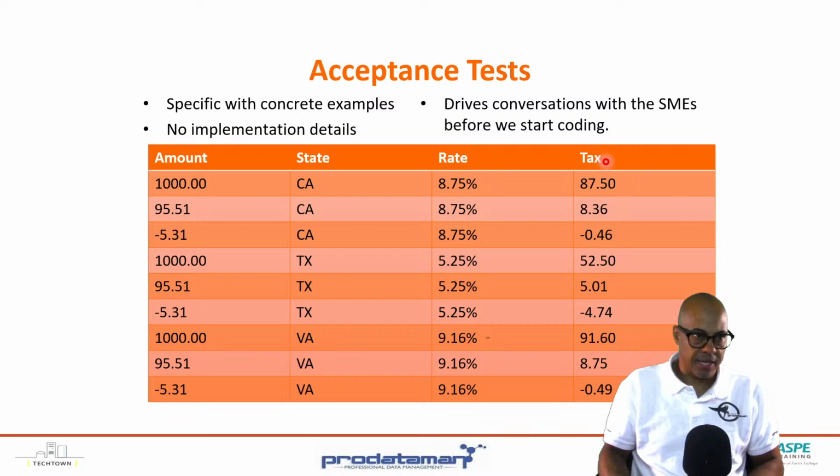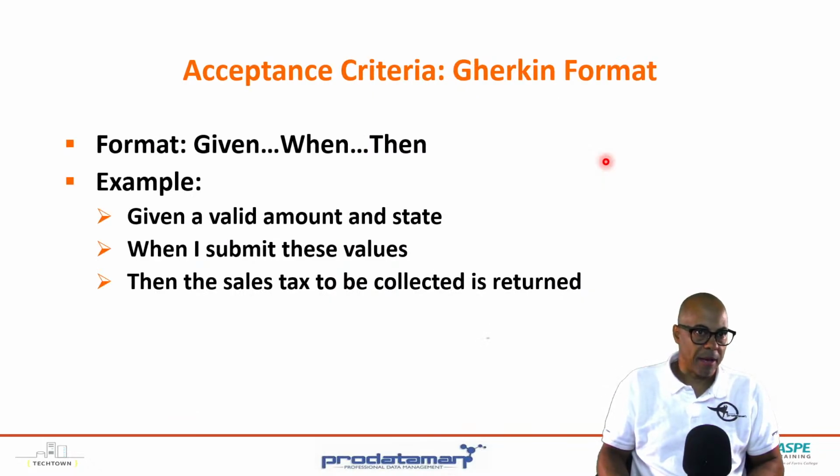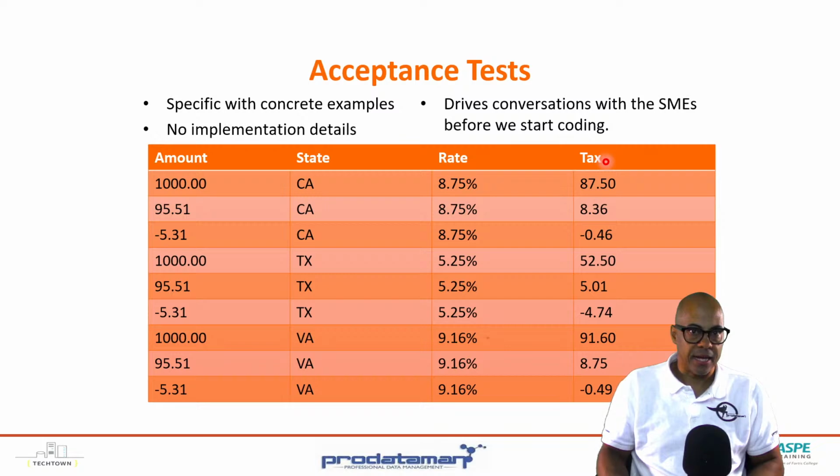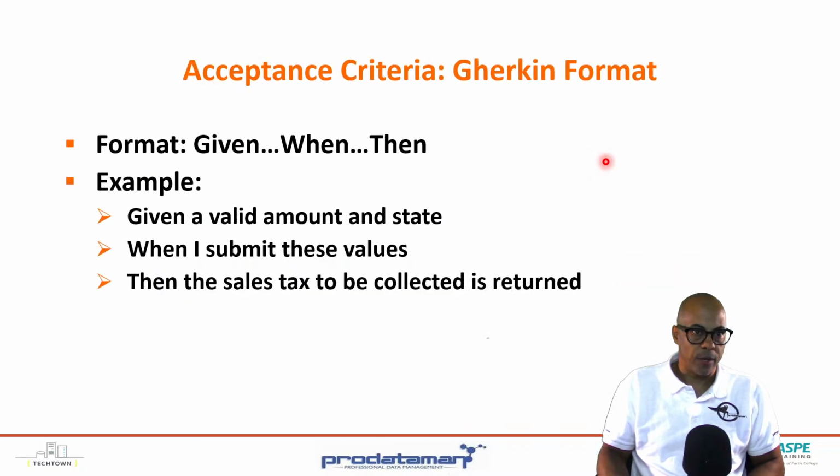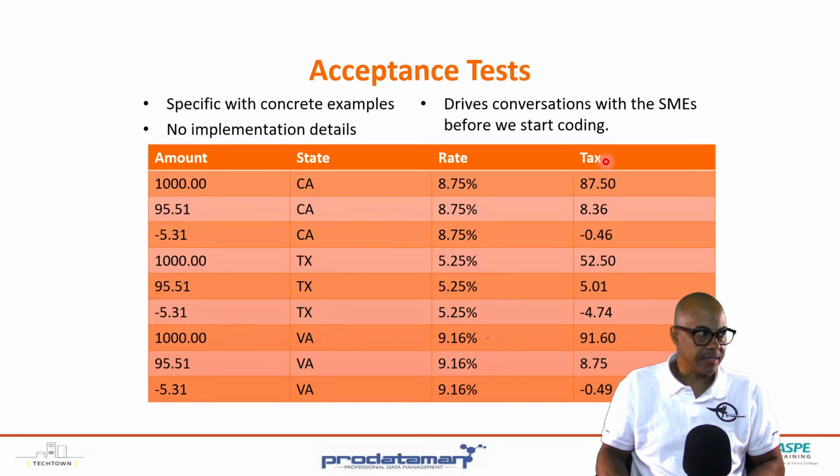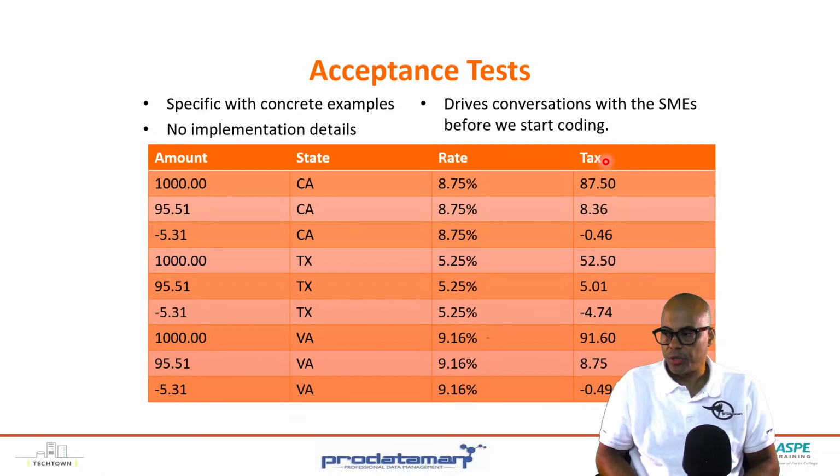So we basically say, given a valid amount and state, 1,000 in California, when I submit these values, then the sales tax to be collected is returned. This is obviously an old slide because I'm pretty sure the sales tax is much higher than 8.75 now. But assuming that the sales tax rate is 8.75, then we should get 87.50 returned from running that function. Now the same is true for all these other executions. Passing the value, the amount, the state should give us back the sales tax that we have calculated there.